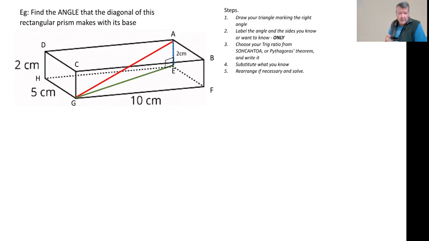Now, that's great. We got a triangle. What are we doing with this triangle? It says find the angle the diagonal makes of this rectangular prism with its base. So that means there's the diagonal, there's the base. So we're going to put just in here, we're going to put our angle. And of course, we normally label it theta. Great. What do we know in this triangle? We know the 2 centimeters over here. We don't know the diagonal down here, and we certainly don't know that along there just yet.